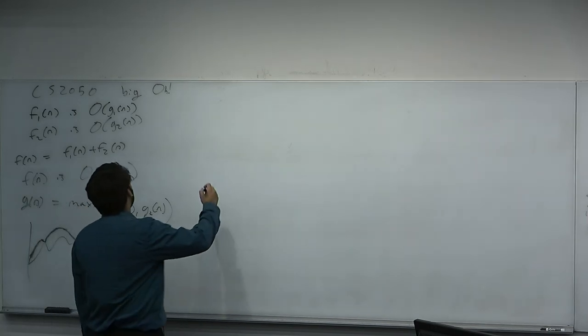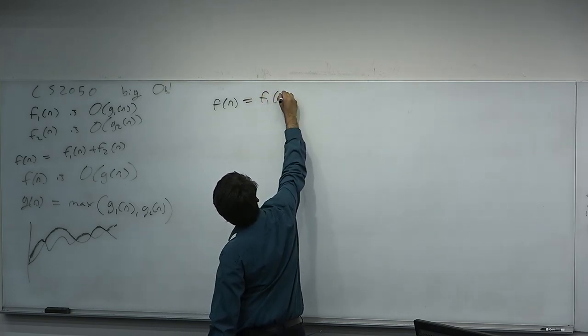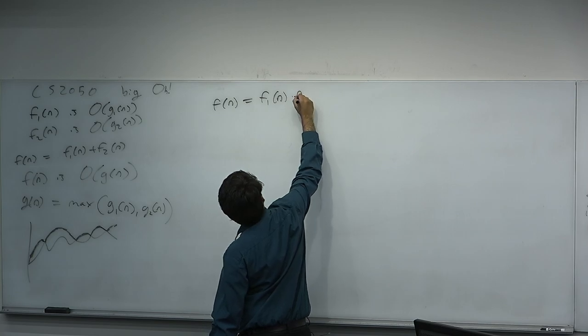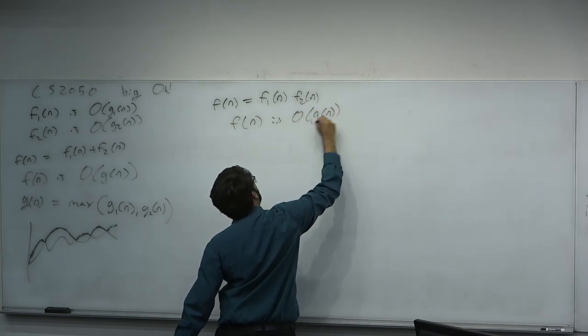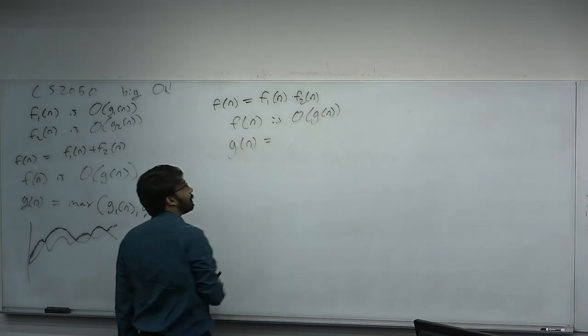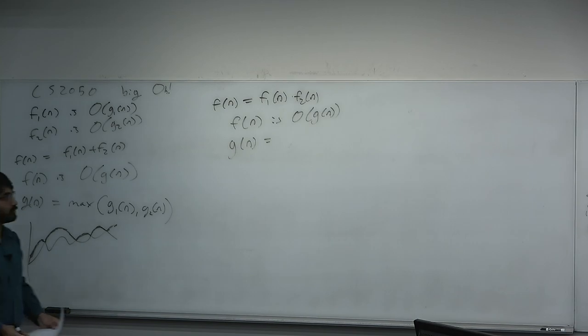Let's do the same thing. Suppose f of n is equal to f1 of n times f2 of n. And then f of n is O of g of n. g of n is what? Suppose still these two are true: f1 of n is O of g1 of n, and f2 of n is O of g2 of n. What is g in terms of f1, f2, g1, g2? Yeah, it's going to be the product.